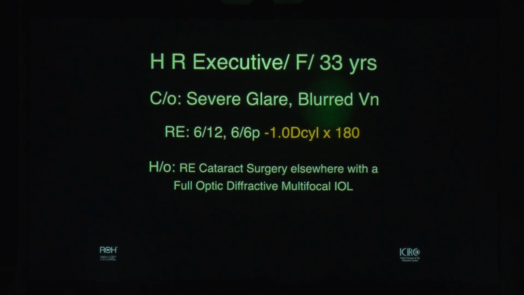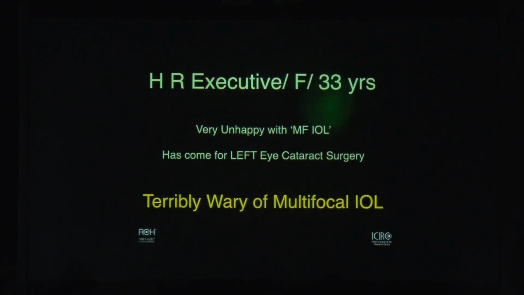So one diopter of cylinder in the refractive correction, and the other eye has already had a surgery elsewhere with a full optic diffractive multifocal IOL, and this is after that multifocal. So left with a residual astigmatism and therefore very, very unhappy, and now says that I don't want a multifocal because not only have I not gotten rid of my glasses, I also have these other problems of the multifocal. So what would you do now?